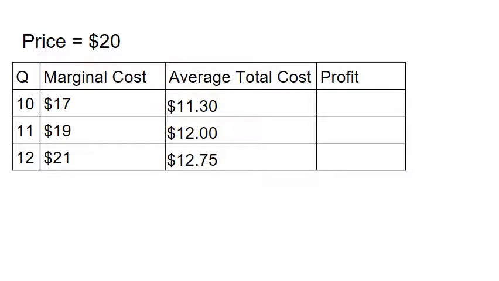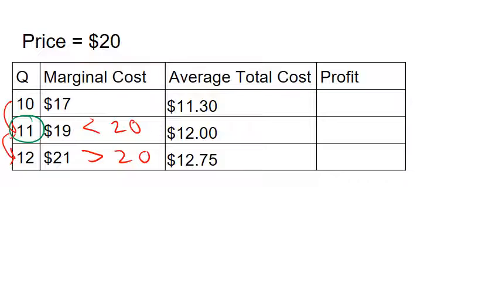Let's do an example. Suppose the market price is $20. We can see here when quantity goes from 10 to 11, the marginal cost is less than price. That means the profit will go up when quantity goes from 10 to 11. We can see when quantity goes from 11 to 12, now marginal cost is higher than price, so profit will decrease as we go from 11 to 12. Profit rises as we go from 10 to 11. Profit falls as we go from 11 to 12. That means that the profit maximizing quantity must be 11.